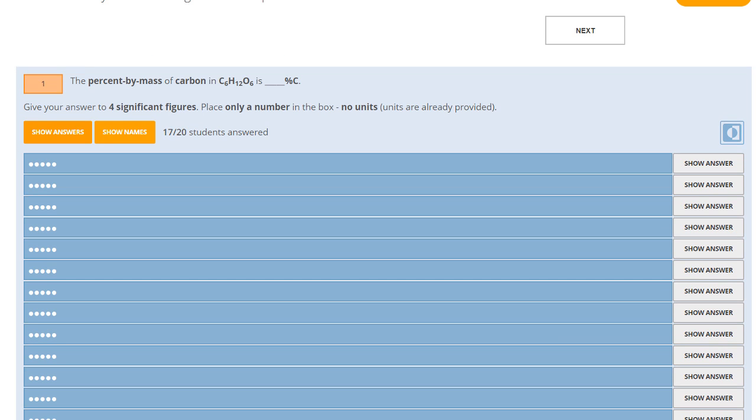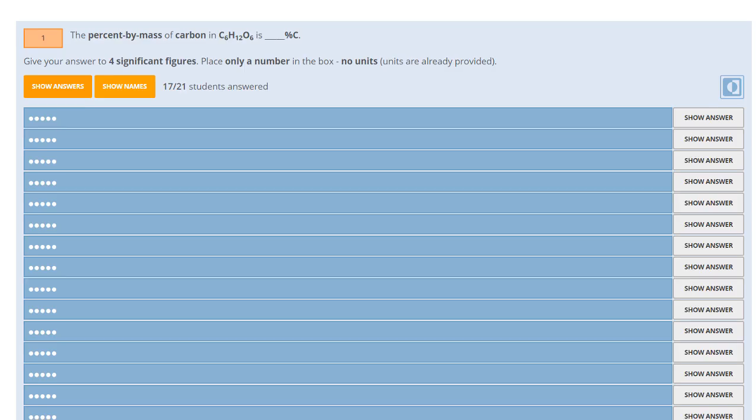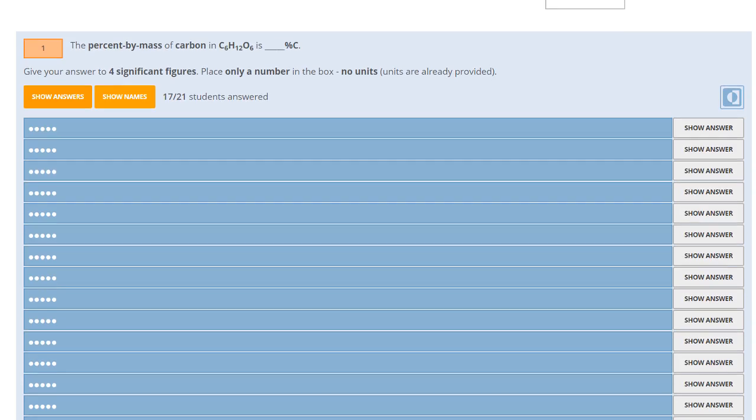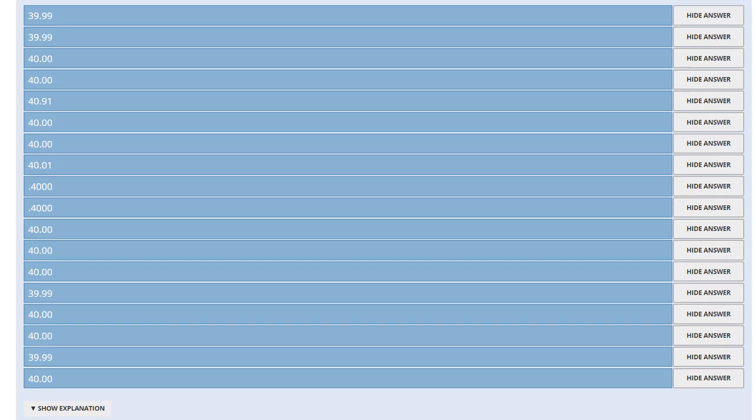The question here was to calculate the percent by mass of carbon in C6H12O6, which, by the way, does anybody know what that is? Glucose. Yeah, it's glucose. So the percentage of carbon in glucose is 40.00%. If you came up with 39.99, that would be accepted.